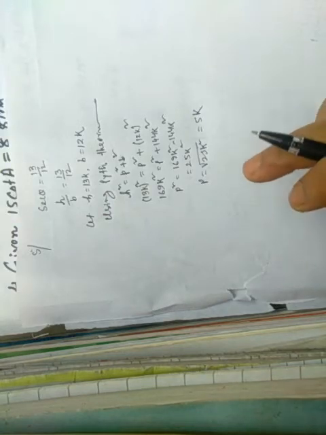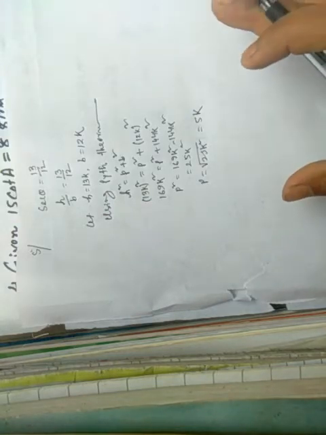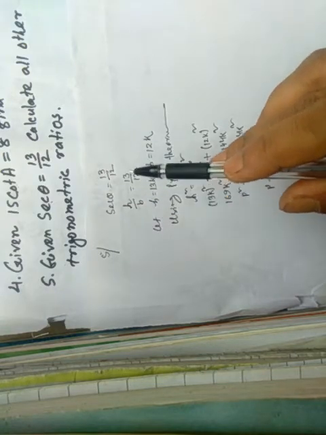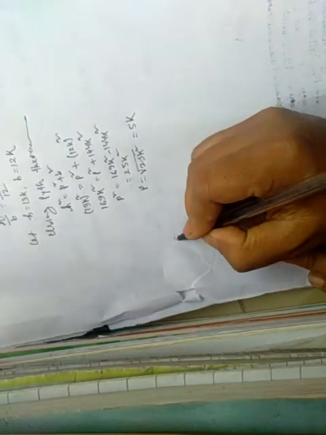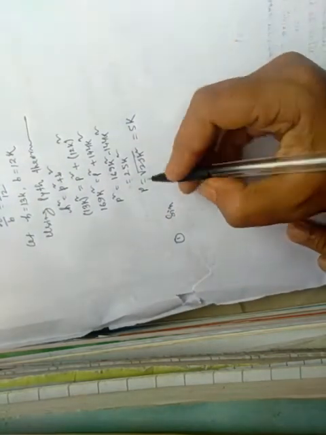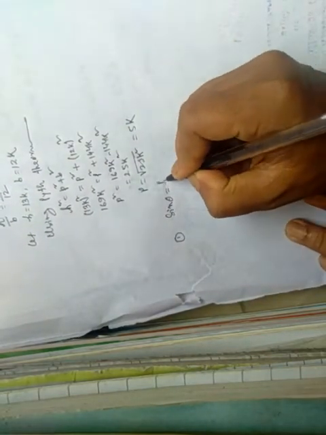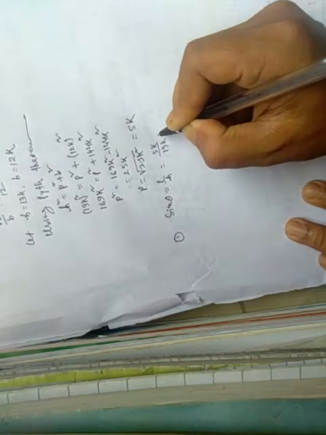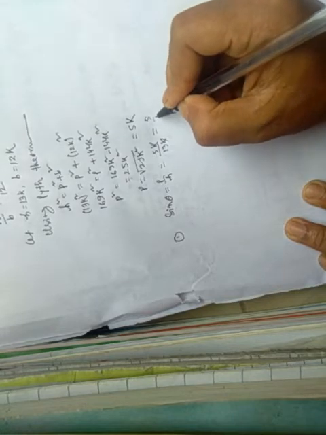So we can write the value of any trigonometric ratio. In the question, what is asked? Calculate all other trigonometric ratios except sec theta. That means we should find the values of the 5 ratios. So number 1, sin theta. Here the angle is theta. Sin theta equals p by h. The value of the perpendicular line is 5k, the value of hypotenuse is 13k. K and k cancel, 5 by 13.